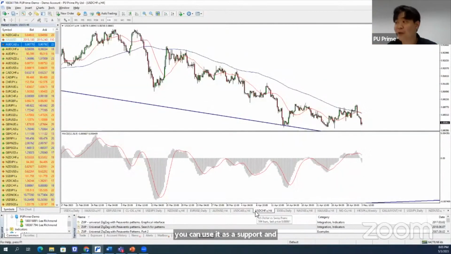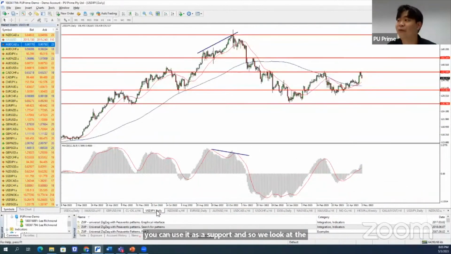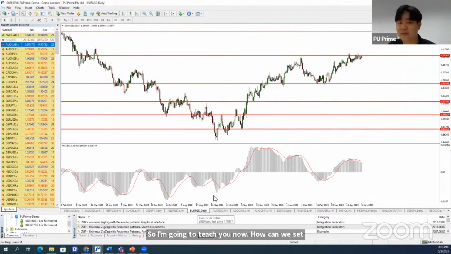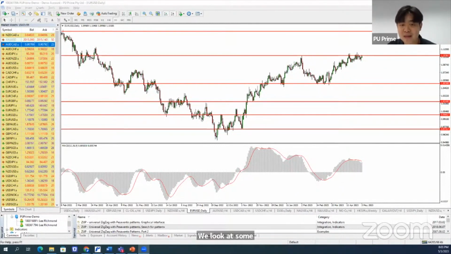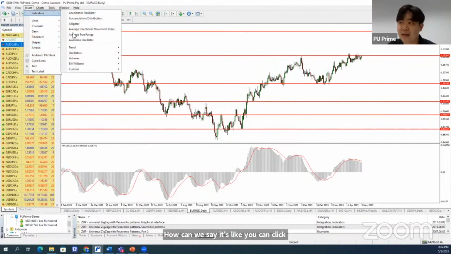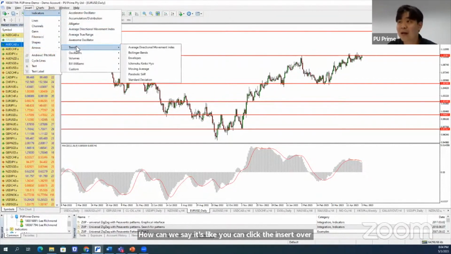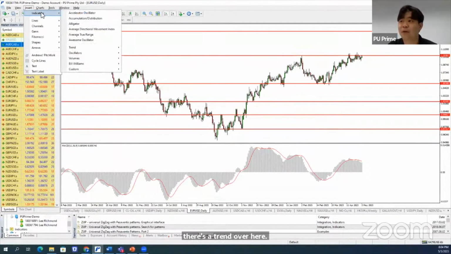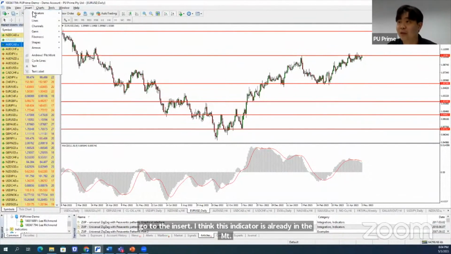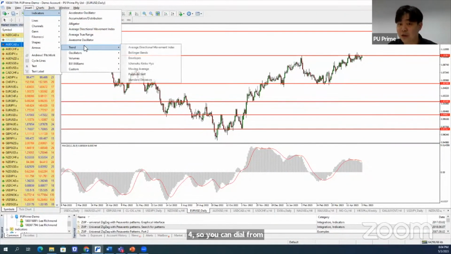So I'm going to teach you now how we can set the moving average. Let's look at a clean product like USD now. How can we set it? You can click Insert over here, and then there is Indicators, and then you can see there is Trend over here. I think this indicator is already in the MT4, so you can take it from the MT4. So click Indicators, there's Trend over here, and then you click Moving Average.